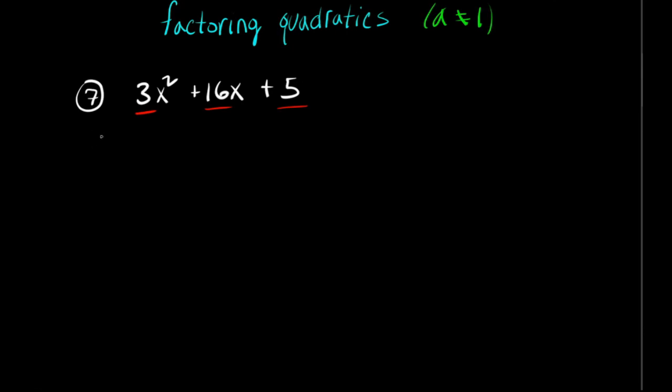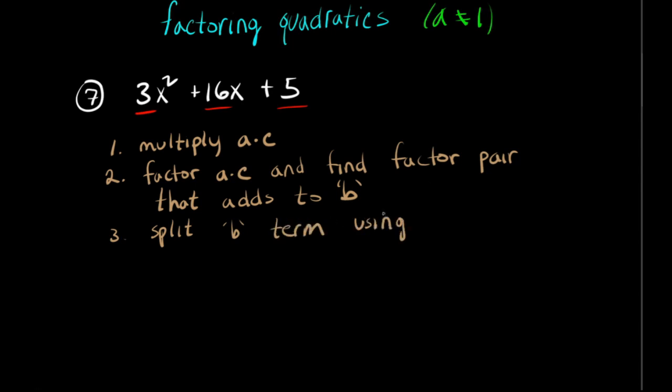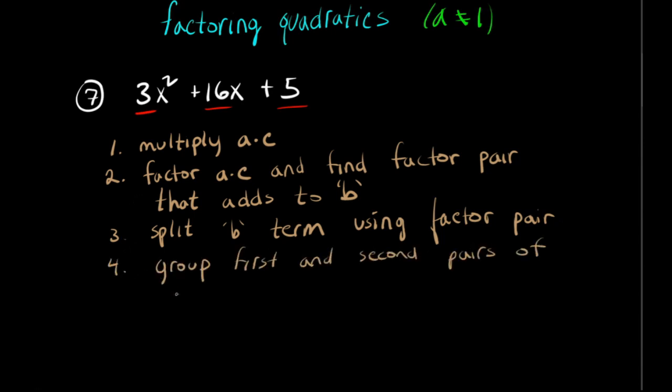Before we start, let's just write out all the steps we needed to do this. So we're going to multiply our a coefficient by our c coefficient. And we're going to factor whatever that is, and we're looking for factors that sum to whatever the b coefficient is. This is just like what we did before. Then we're going to split the b term using that factor pair that we found in step 2.